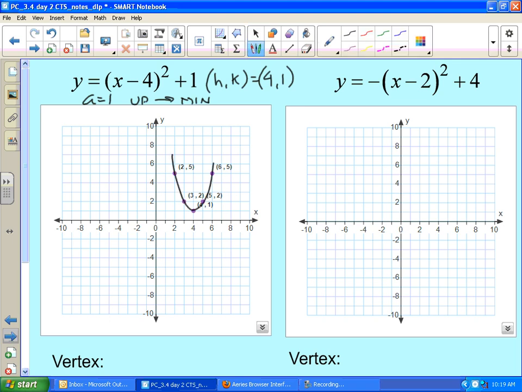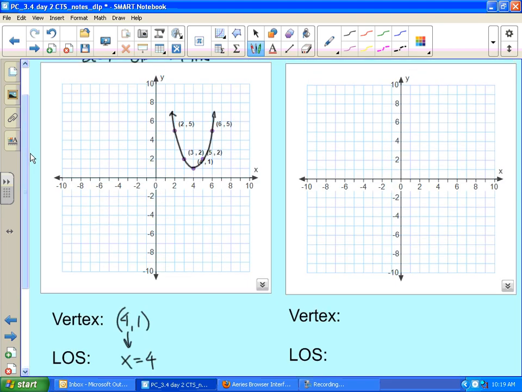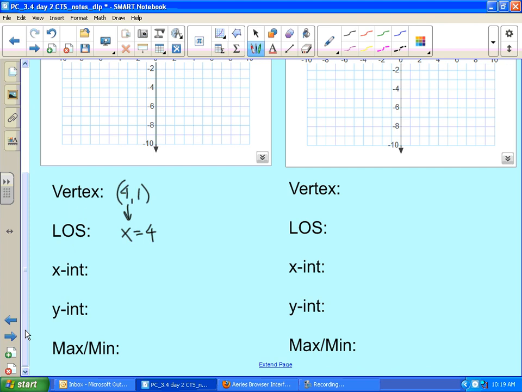We're going to let the math prove it to you that there are no x-intercepts here in just a second. So we go down here. We've already found our vertex, (4, 1). Because we know our vertex, we know our line of symmetry is x equals 4. Now, conceptually, we see that there are no x-intercepts. But why, mathematically, are there no x-intercepts?